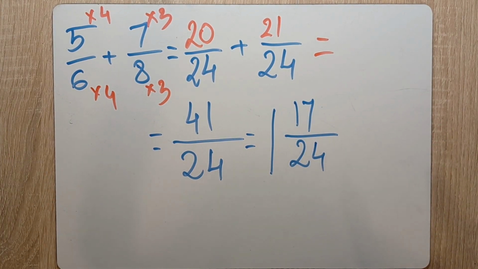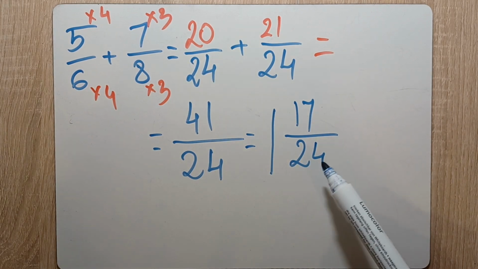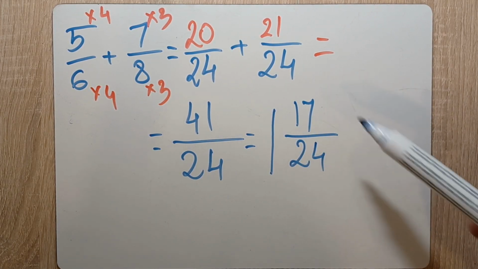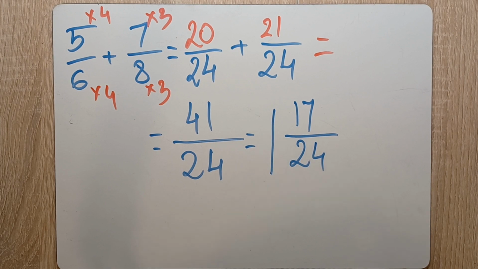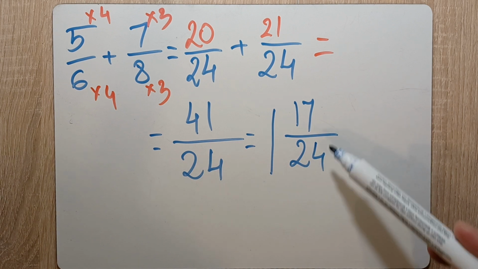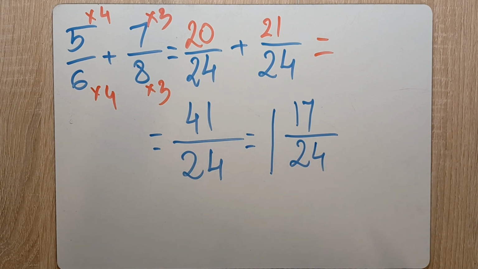One more thing. If you haven't done the simplification here, and you can see that the fractional part here can be simplified, you can still do it. So either here or there, but nothing changed. 17 and 24 can't be simplified or divided by the same number. So 1 and 17 over 24 is the simplest form of the answer.